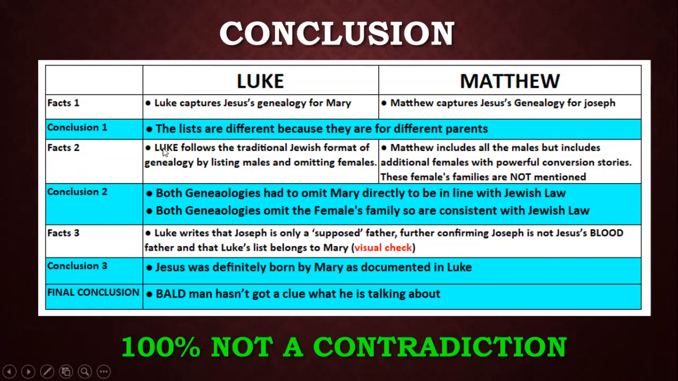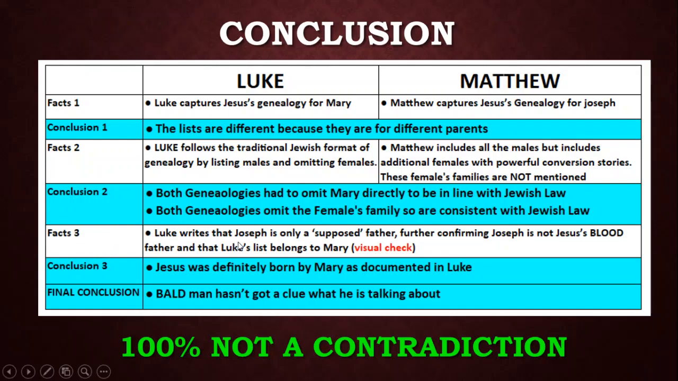Yeah. Fact 2: Luke follows the traditional Jewish format of genealogy by listing males and omitting females. Matthew includes all the males but includes additional females with powerful conversion stories. These female families are not mentioned. So the conclusion 2 is both genealogies had to omit Mary directly to be in line with Jewish law. Both genealogies omit the female's family, so are consistent with Jewish law. Yeah. Fact 3.